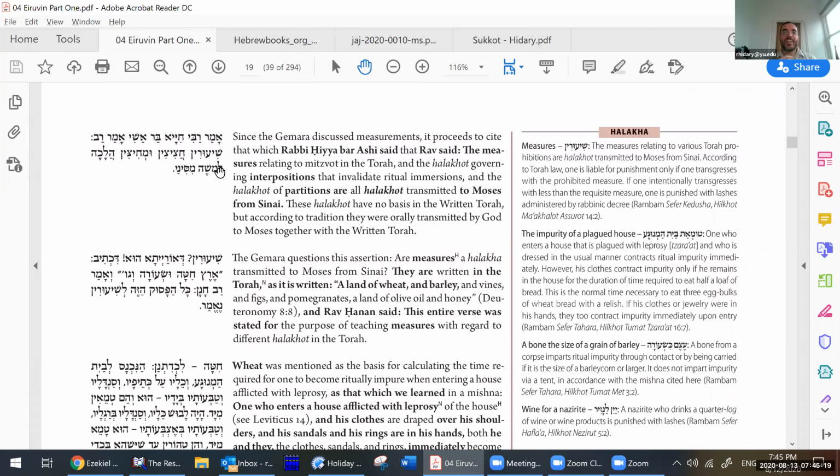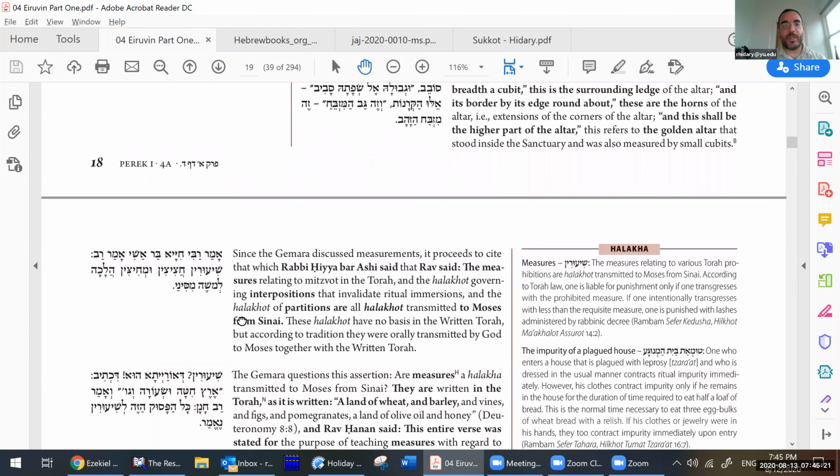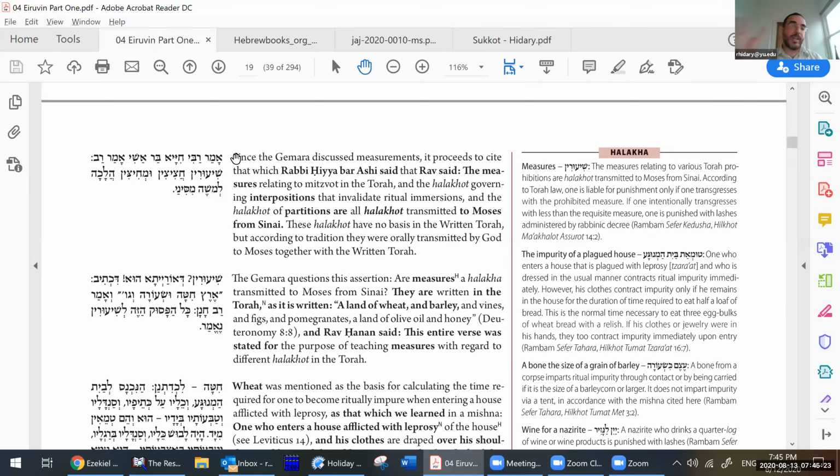Okay, now we get to a very interesting Gemara. This is actually quoted in lots of places, and so it's a very early foundational Gemara about Shiurim. Amar Rabbi Chiya bar Asher Amar Rav, Shiurim, Chatzitzin, Mechitzin, Halacha l'Moshe Mesinai.